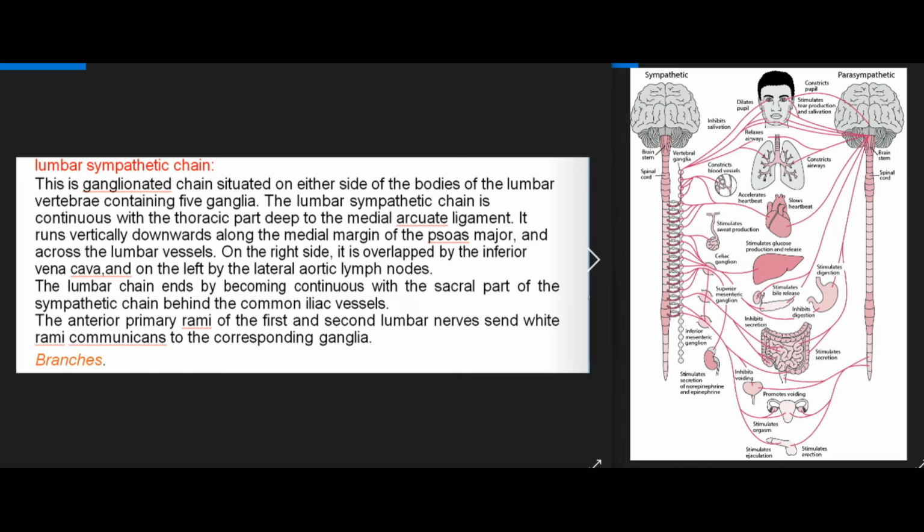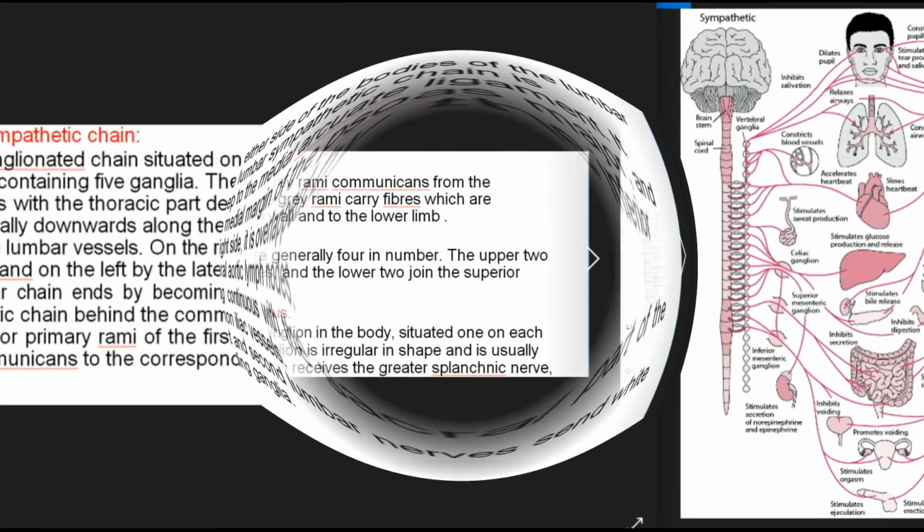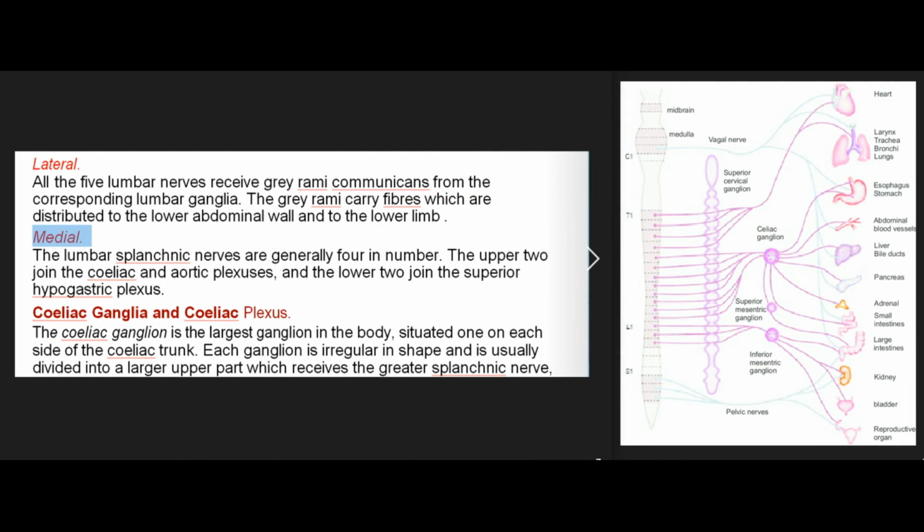The anterior primary rami of the first and second lumbar nerves send white rami communicantes to the corresponding ganglia. Branches. Lateral. All the 5 lumbar nerves receive gray rami communicantes from the corresponding lumbar ganglia. The gray rami carry fibers which are distributed to the lower abdominal wall and to the lower limb. Medial. The lumbar splanchnic nerves are generally 4 in number. The upper 2 join the coeliac and aortic plexuses, and the lower 2 join the superior hypogastric plexus.